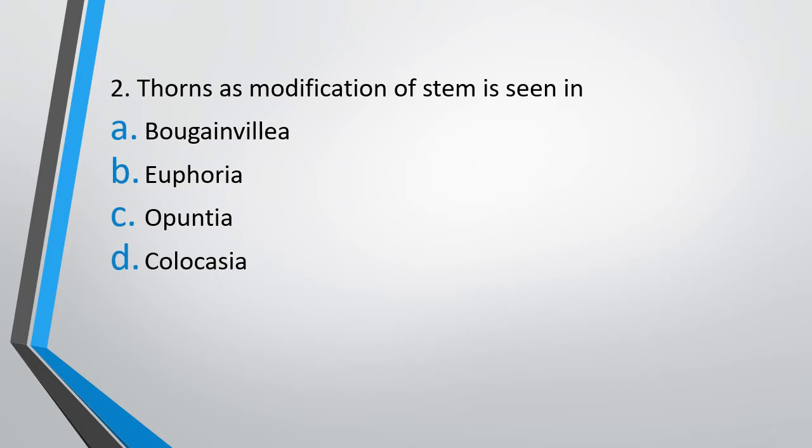Question 2. Thorns are modification of stem seen in option A, Bougainvillea, option B, Euphorbia, option C, Opuntia, option D, Colocasia. Thorns as modification of stem is seen in which of the following plants? The correct answer is option A, that is Bougainvillea.